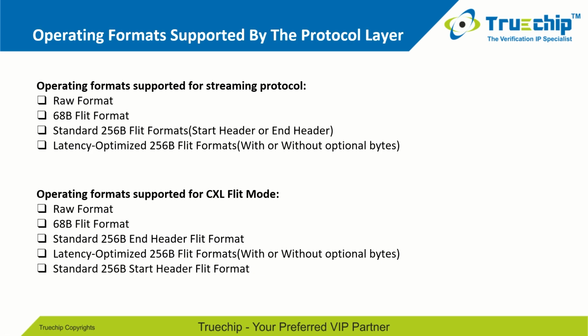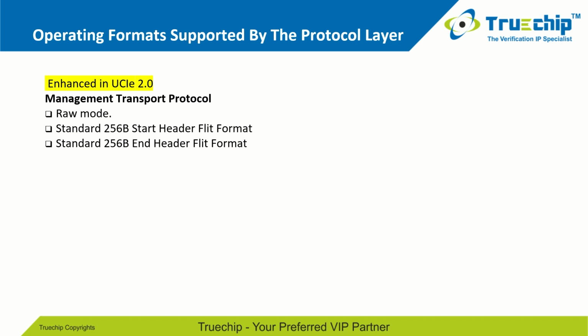Also there are some operating formats that are supported for streaming protocol, and the below formats that are supported for CXL Flit mode. And there is one more protocol that is enhanced in UCIe 2.0, which is called Management Transport Protocol, for which the protocol's raw mode, standard 256 byte start header and end header Flit formats are supported.